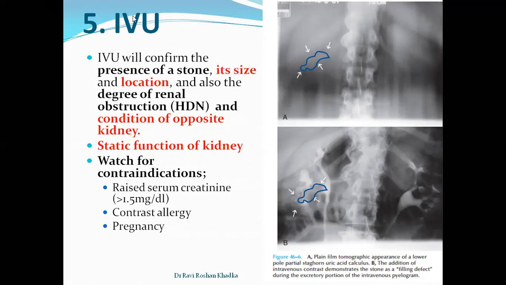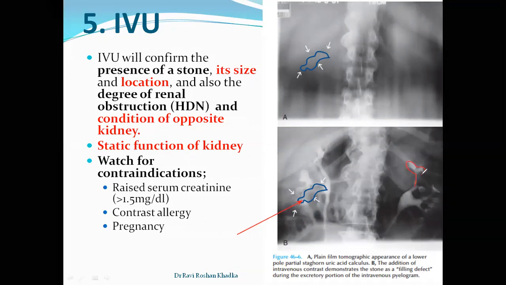So by knowing this, we can plan for the management. This is a fairly large stone. For this type of stone in the lower calyx and the pelvis, we can go for a PCNL from here, or we can go for open surgery like nephrolithotomy or the like. Okay, so the exact location, the size and the condition of the opposite kidney give us an idea of how to plan. You can see over here the opposite kidney is very well functioning.